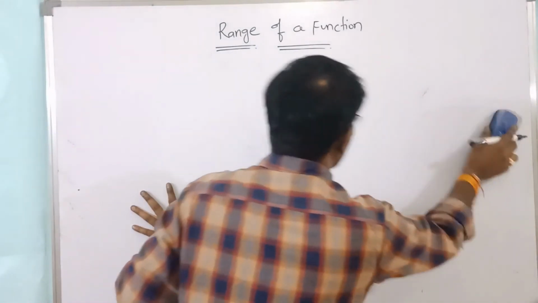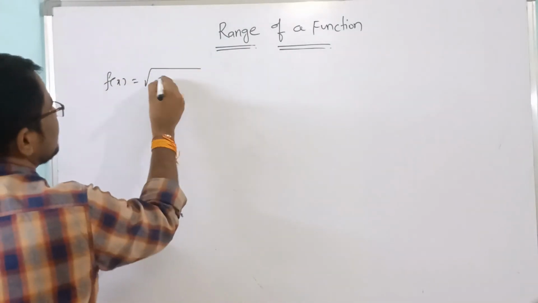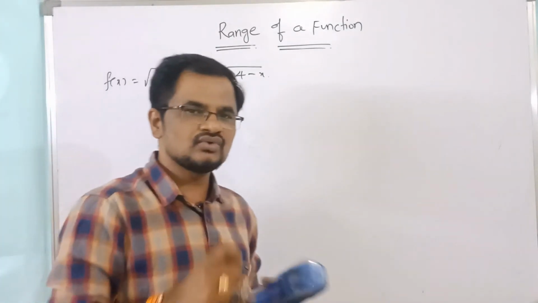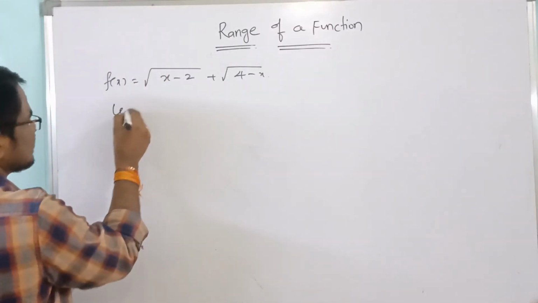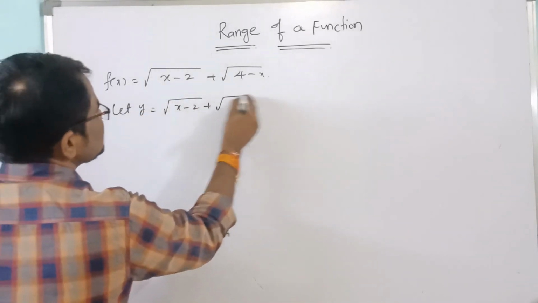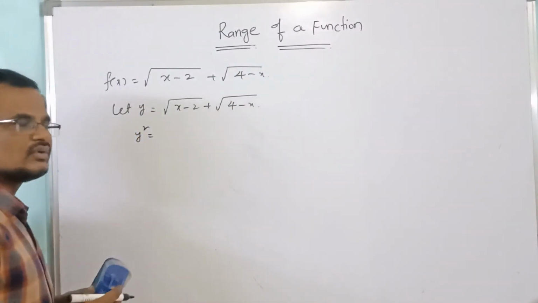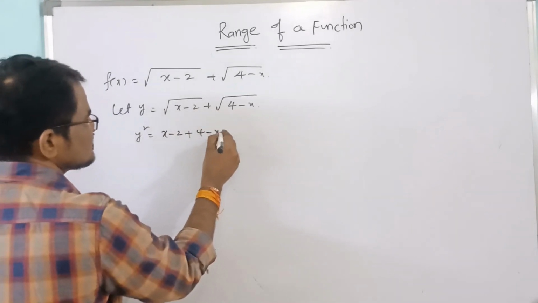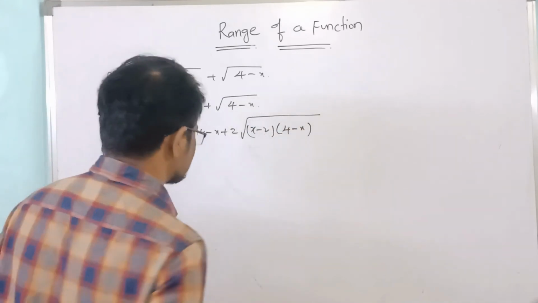Okay, right. Next, one last model we will see. Suppose the problem is of the form f of x equal to root of x minus 2 plus root of 4 minus x. How to find the range of this function? Here also you take the given function as y equal to root of x minus 2 plus root of 4 minus x. Squaring on both sides, y square equal to, using the a plus b whole square formula, x minus 2 plus 4 minus x plus 2ab, that is 2 root of x minus 2 into 4 minus x.